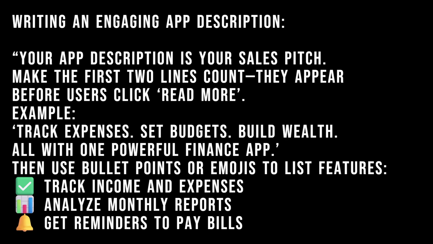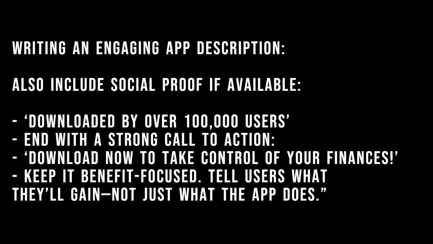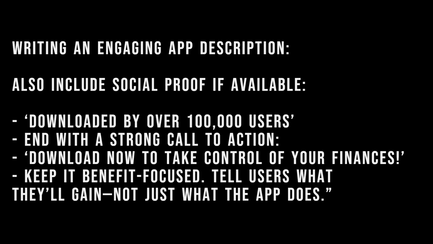Then use bullet points or emojis to list features. Example. Track income and expenses. Analyze monthly reports. Get reminders to pay bills. Also include social proof if available. Downloaded by over 100,000 users. End with a strong call to action. Download now to take control of your finances. Keep it benefit focused. Tell users what they'll gain, not just what the app does.